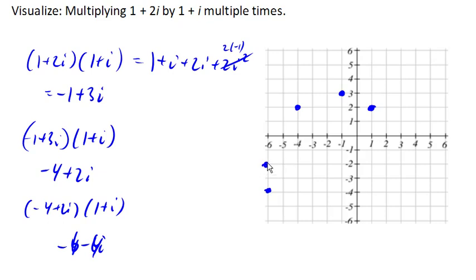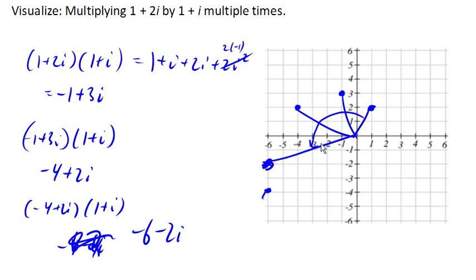Ends up there. So notice what's happened here. Not only are we getting further away from the origin, but we're rotating counterclockwise. And so multiplying by 1 plus i, it turns out, not only rotates, but also scales.